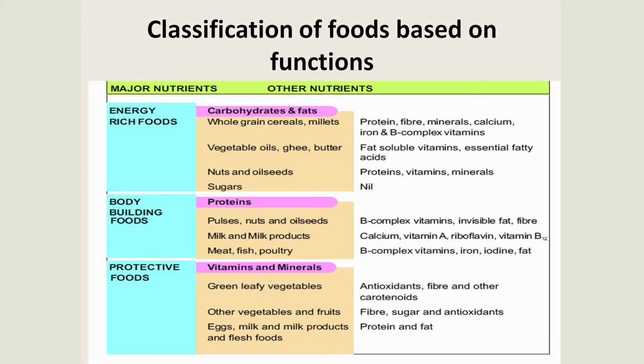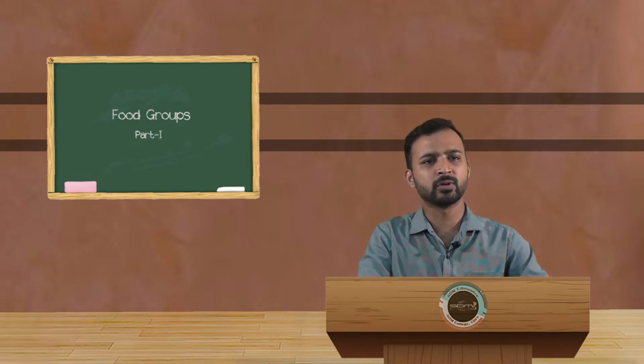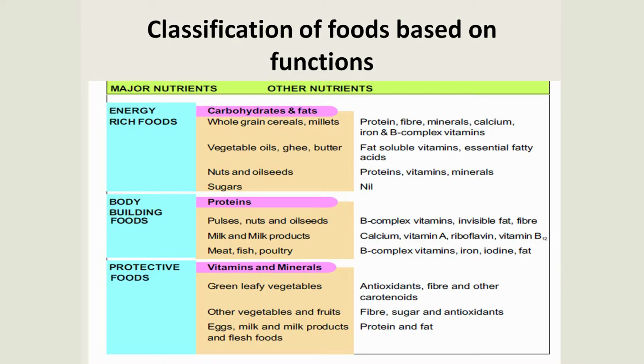All those will give carbohydrate, along with fat, and this particular group of foods will give protein, fiber, minerals, calcium, iron and B complex vitamins. Even vegetable oil, ghee and butter will give fat soluble vitamins, and directly or indirectly help in metabolic synthesis of essential fatty acids. Nuts and oil seeds give protein, vitamins and minerals. Sugars won't give any other nutrient, only carbohydrate.